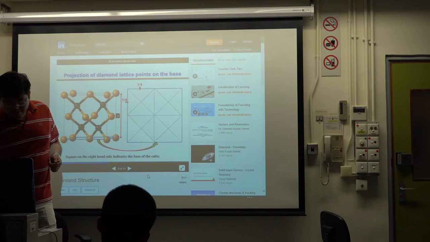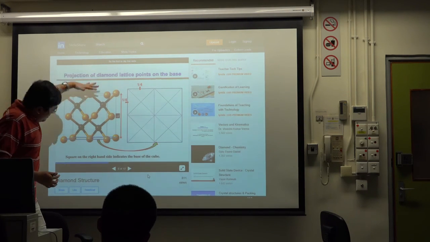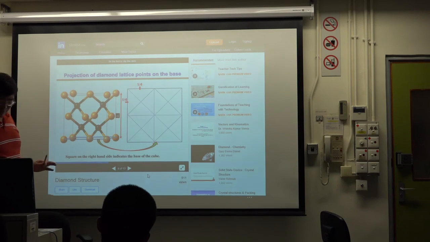How do we understand the structure? We can see here this is a projection. The structure is 3D, so this is the 2D projection. You can see what happened. It's interesting, and you can understand it.